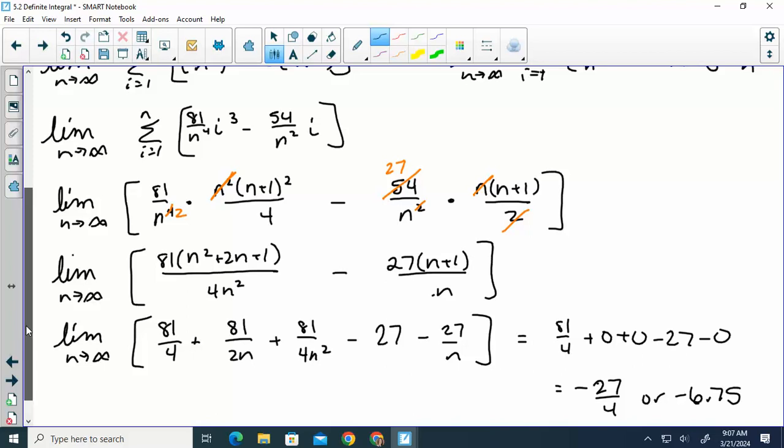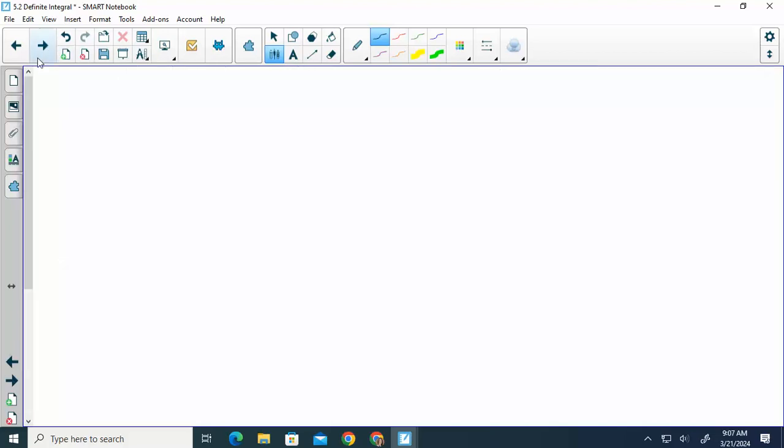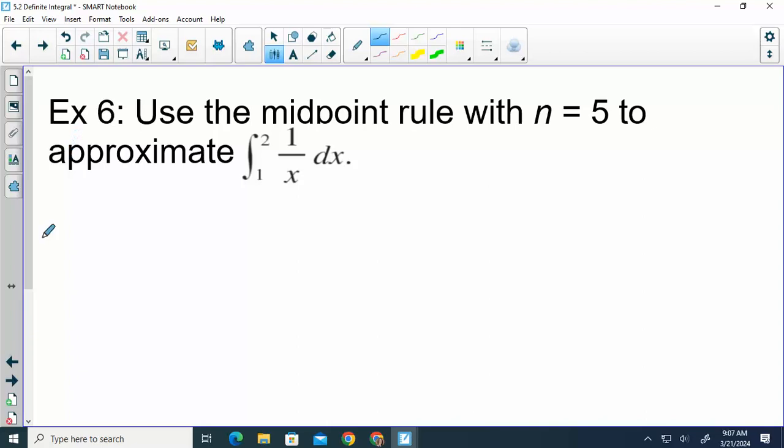Any questions on that? So the midpoint rule is just another way of getting an approximate area. To get the real area, we have to do this. Let's practice one more midpoint rule. So this one, I'm asking the same thing, but I wrote it in a different form. Use the midpoint rule with n equals 5 to approximate this integral. So we're not finding the real value, we're trying to approximate what it would be.